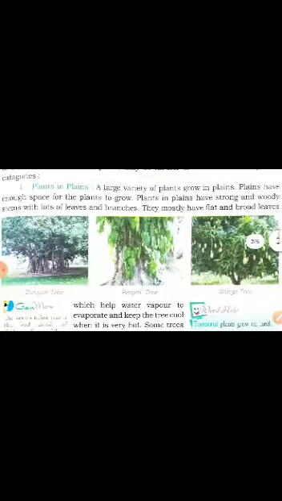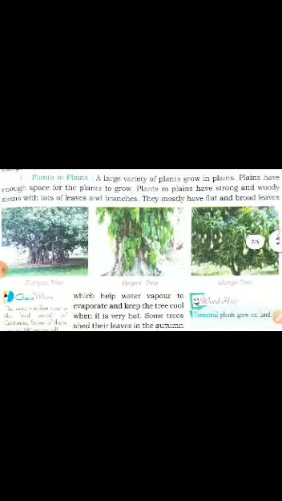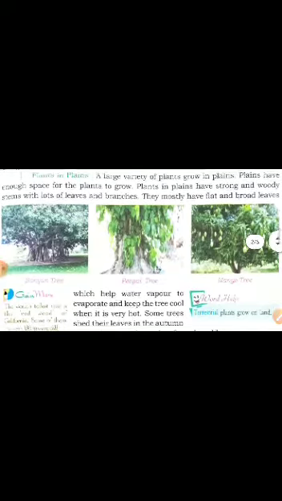Plants in plains have strong and woody stems with lots of leaves and branches. They mostly have flat and broad leaves, which help water vapor to evaporate and keep the tree cool when it is very hot. Some trees shed their leaves in the autumn season to protect themselves from the cold.